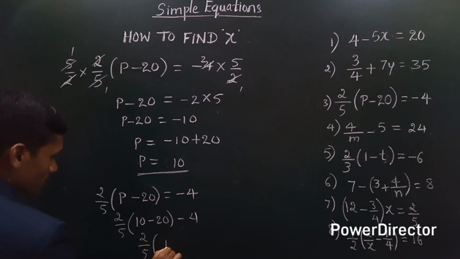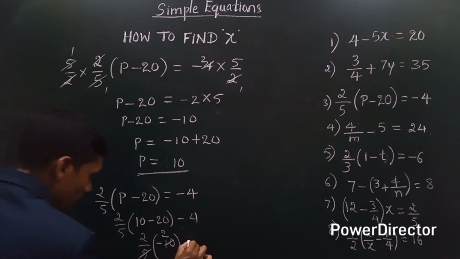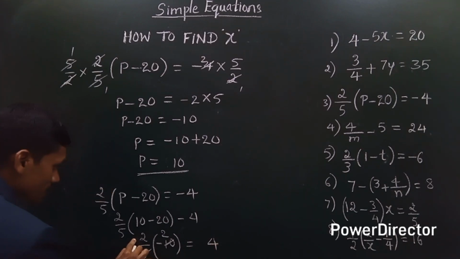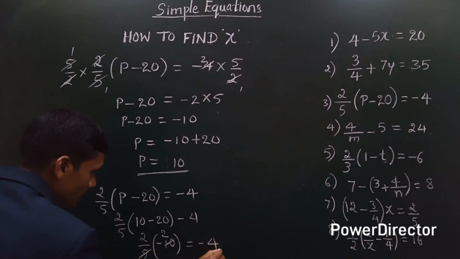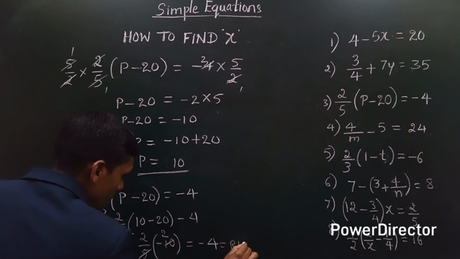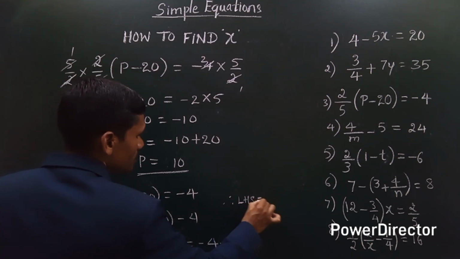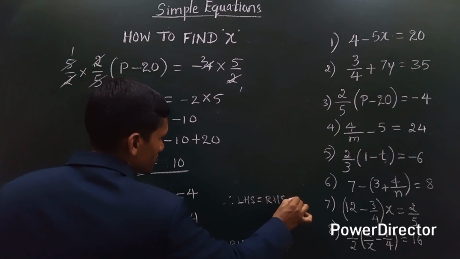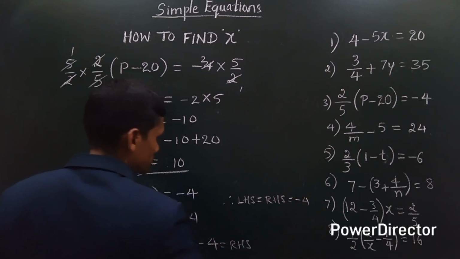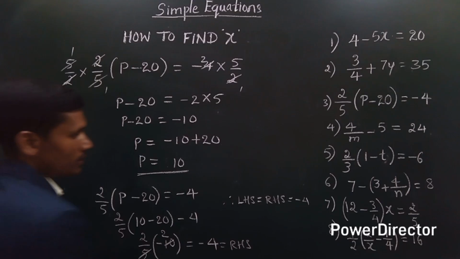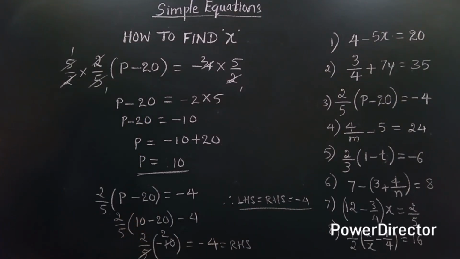That is 10. The bigger number's sign is what? Minus. Right? Here 5 ones, 5 twos. Here 2 into 2 is 4. Plus into minus is minus. Means we are getting again is equal to RHS. Right? Hence what we can say? LHS is equal to RHS, which is equal to minus 4. Right? Both sides we are getting the same number. So what we can say? What we have solved, it is 100% correct. This is how we can follow.